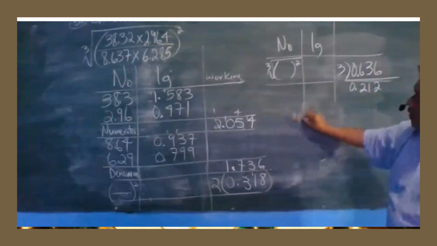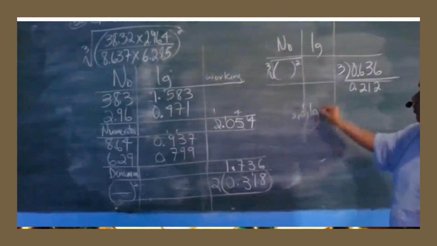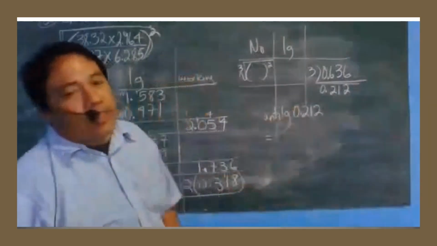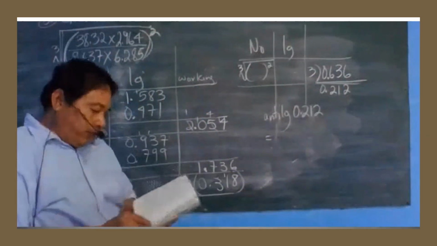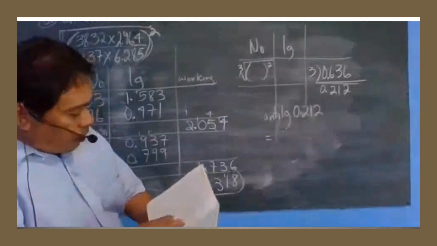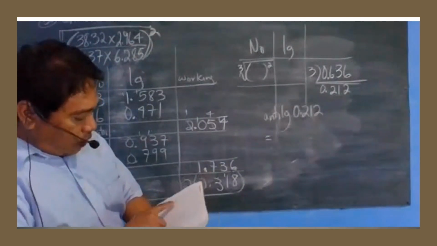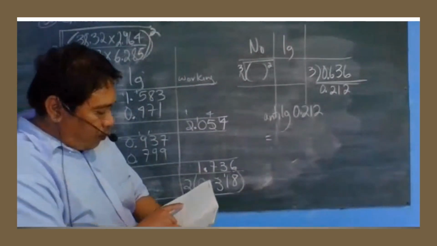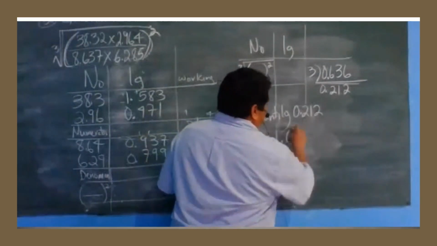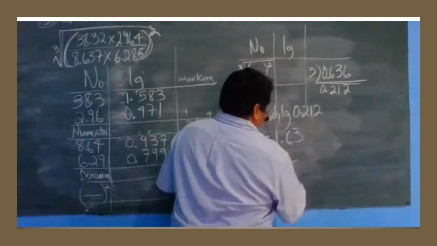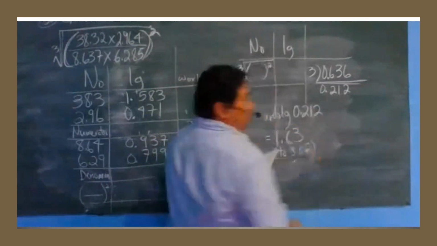So I will antilog. I'm going to antilog 0.212. So I go to my primary column, 0.21, primary row 2, and I get 1.63 to 3 significant figures.